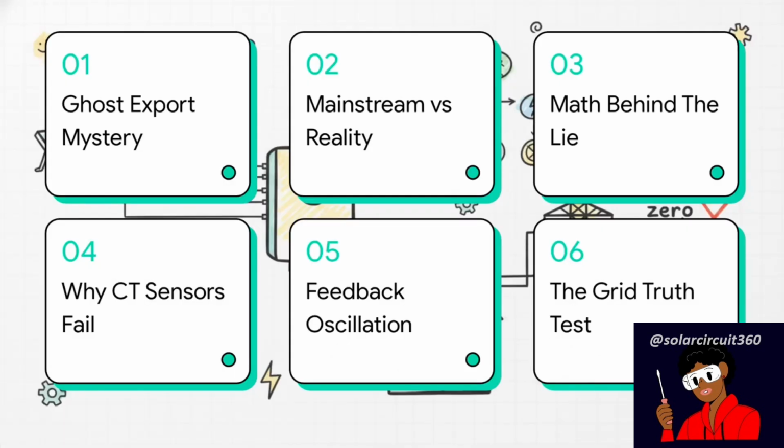So here's our roadmap for today. We're going to hit 1. The ghost export mystery. 2. Mainstream advice versus reality. 3. The math behind the lie. 4. Why CT sensors fail. 5. The feedback oscillation loop. And finally, 6. The grid truth test.